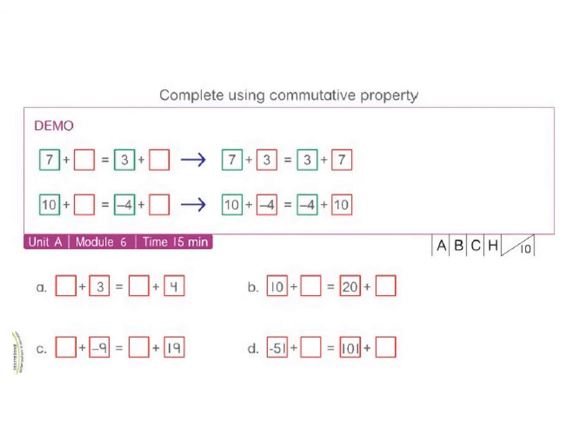Question number B. 10 plus blank equal to 20 plus blank. Question number C. Blank plus minus 9 equal to blank plus 19. Question number D, minus 51 plus blank equal to 101 plus blank. Pause the video if you need more time. I am moving on to the next slide where you will find the answers.